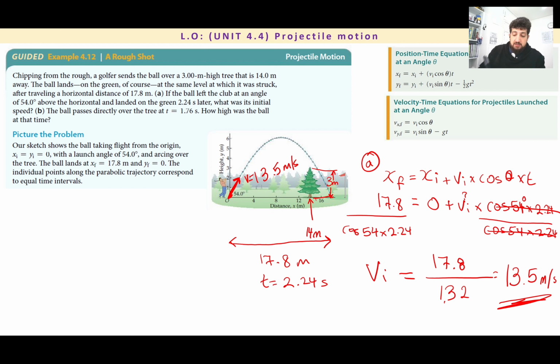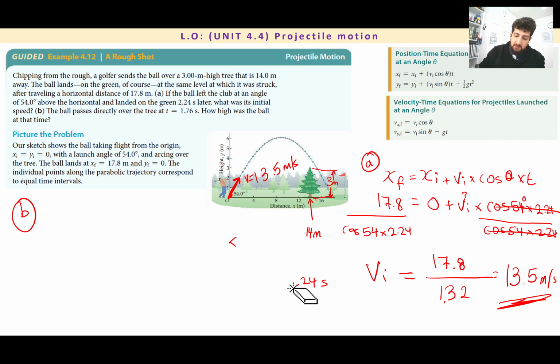Now, the next question says, the ball passes directly above the tree at 1.76 seconds. How high was the ball at that time? Now, you'll be tempted to say that it was 3 meters high, maybe, because the tree is 3 meters tall, but it passed above the tree. So we need to find the y position of the ball.